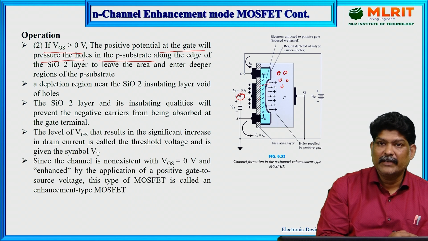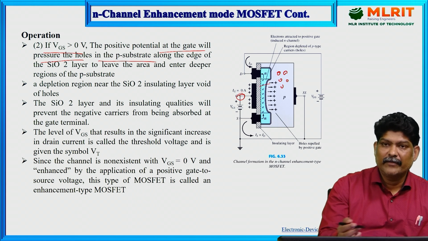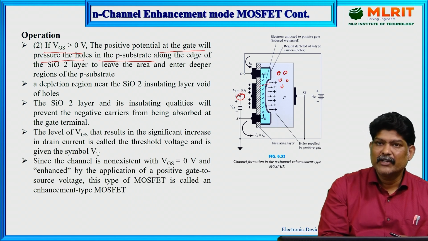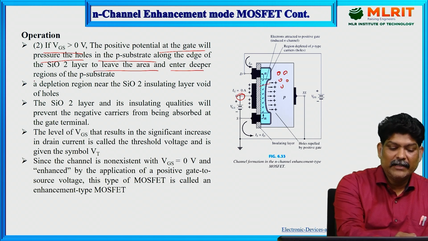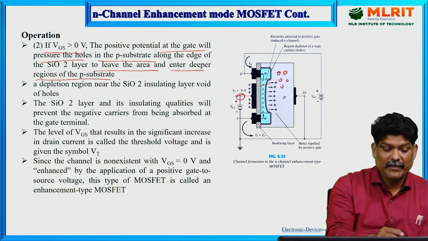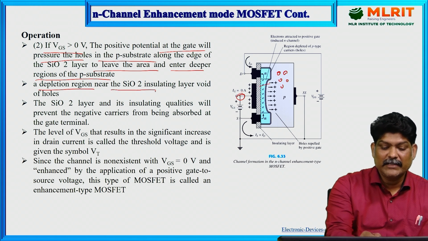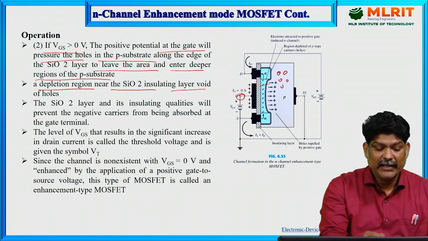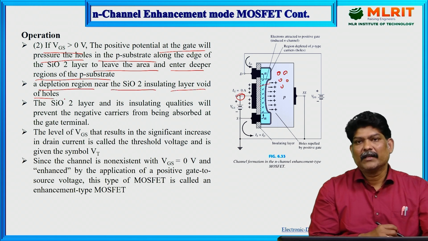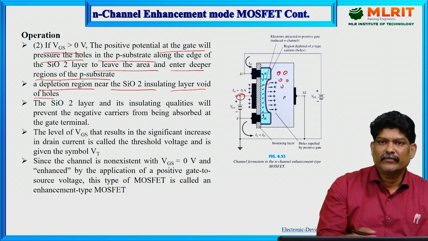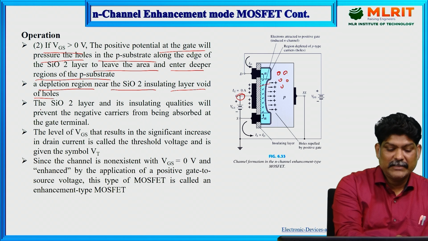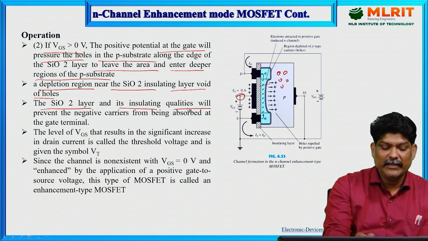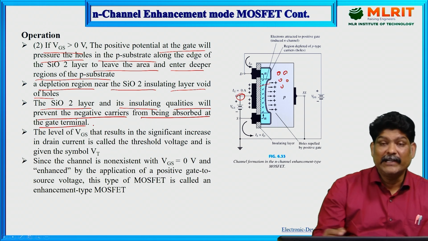So in between the gate and P substrate, we have a SiO2 layer which acts as an insulator. So they leave the area and enter deeper regions into the P substrate. A depletion region near the SiO2 insulating layer is void of holes. So there is removal of holes here near the SiO2 layer. The SiO2 layer and its insulating qualities will prevent the negative carriers from being absorbed at the gate terminal.